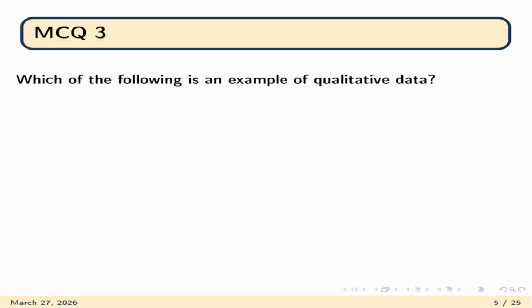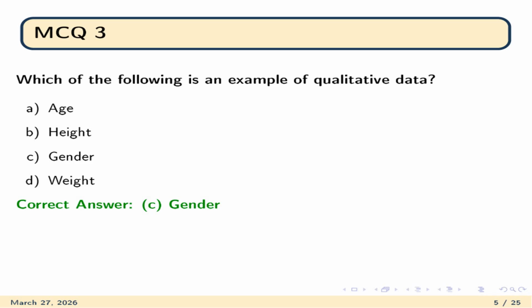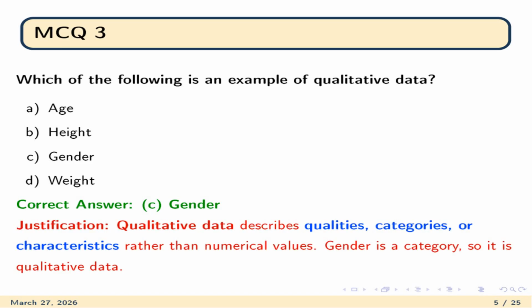Which of the following is an example of qualitative data? Age, height, gender, weight. The correct option is gender because qualitative data describes qualities, categories, or characteristics. Rather than numerical values, gender is a category, so it is qualitative data.